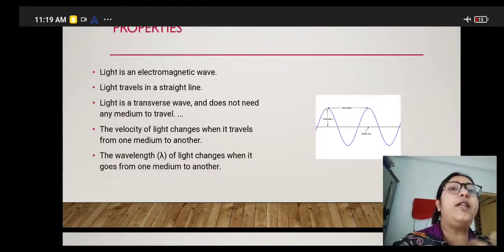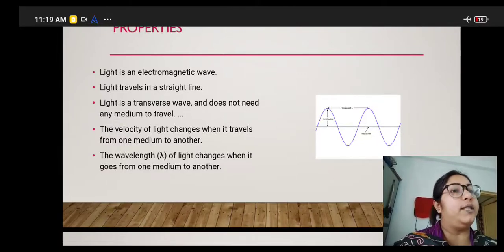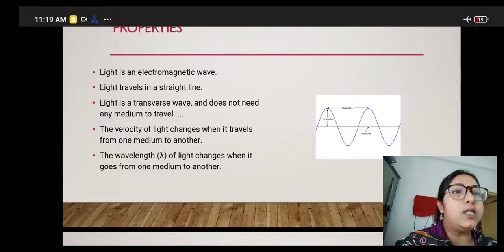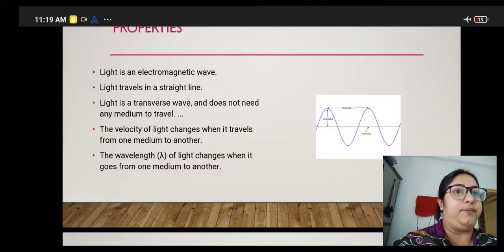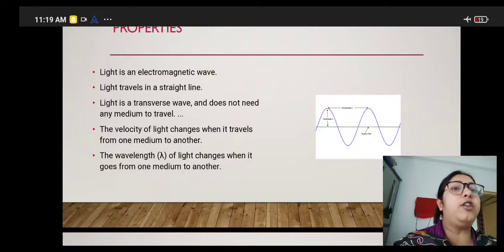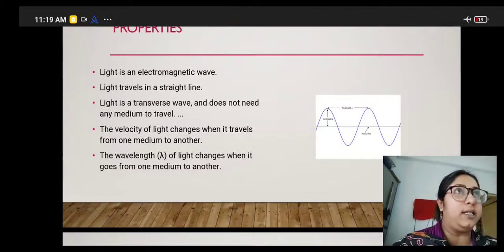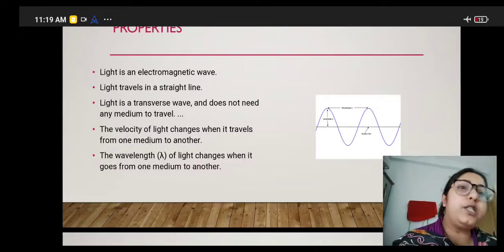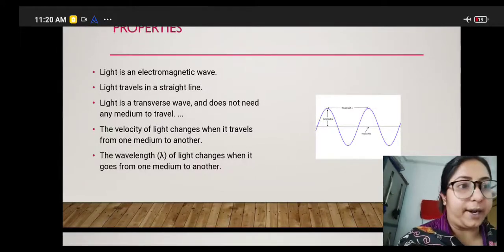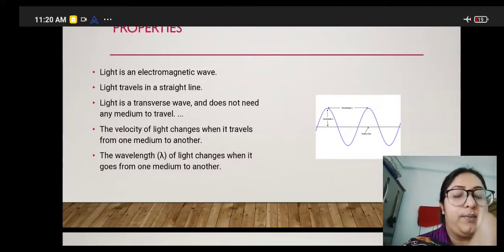Next, the wavelength of light changes when it goes from one medium to another. Similarly, what is wavelength? As you can see the wave in the picture, the distance between the two consecutive peaks of a wave gives its wavelength. The wavelength of light changes as it travels from a rarer to denser medium or a denser to rarer medium, which is a part of the topic refraction of light, which we will be reading further in the chapter.